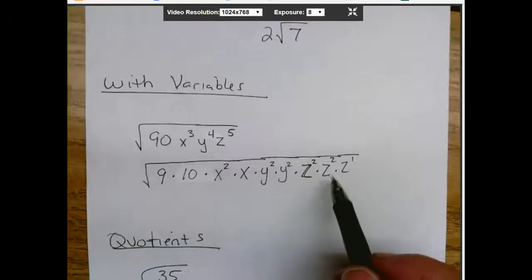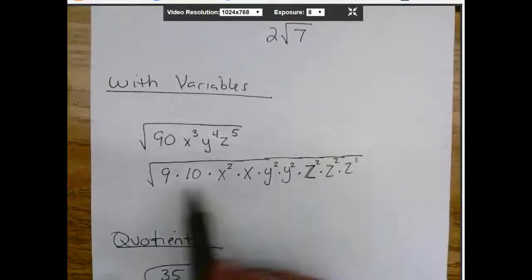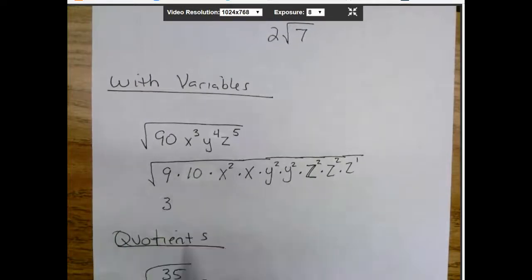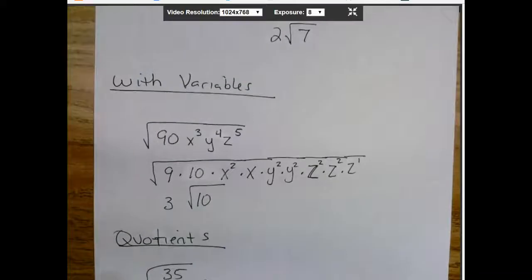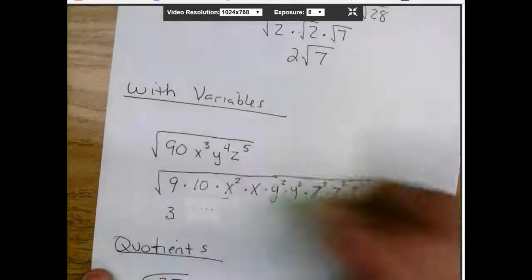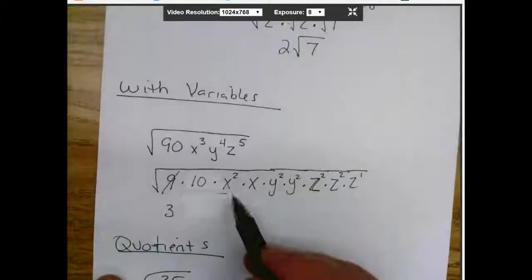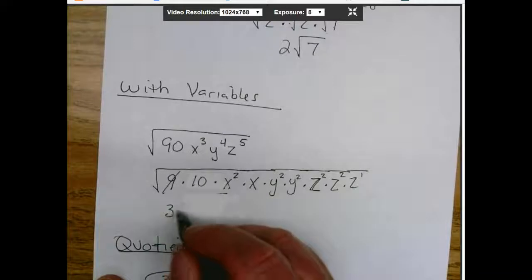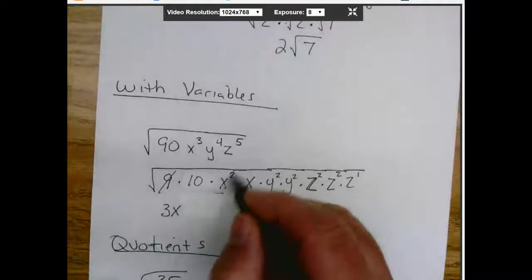So now we go back and look and see what we have. Square root of 9 we know is 3. And this one's going to stay under here, square root of 10. Let's take the ones out we know first. So this one we got. Then x squared is going to be x, right? And then x is going to stay underneath.